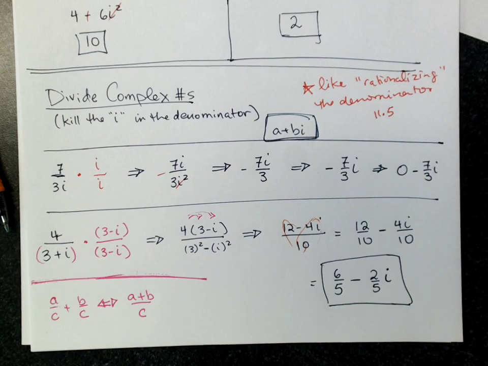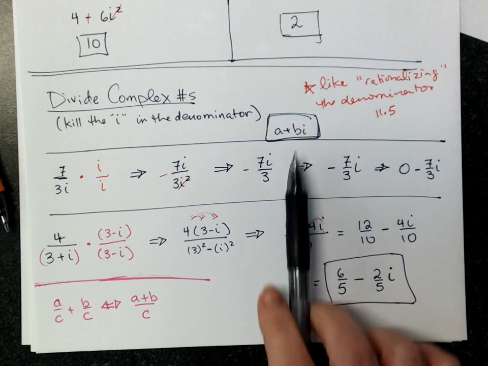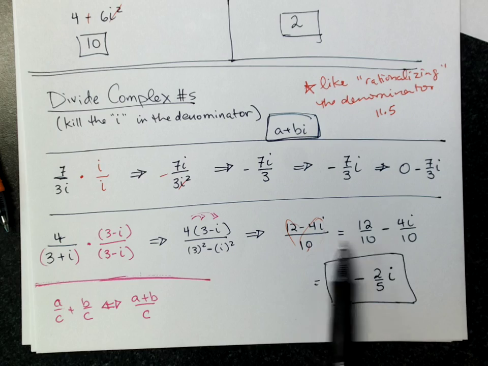So the principle, like with radicals, is the same. Complex conjugates to kill the i in the bottom. The simplification is just a little different because this is your aim right here. So distribute to kill parentheses, share the denominator, reduce to lowest terms.